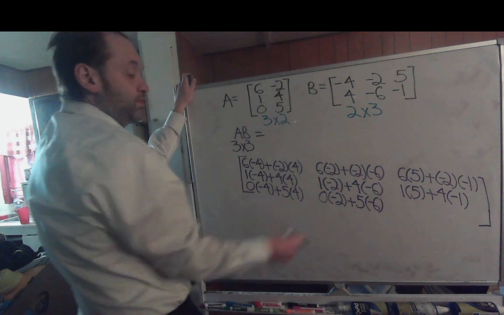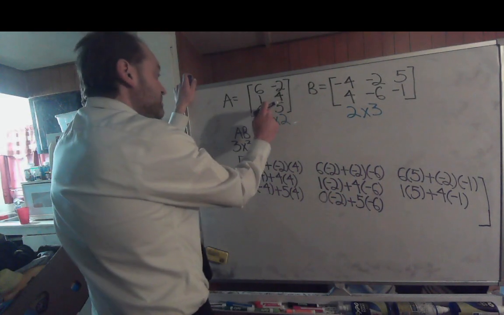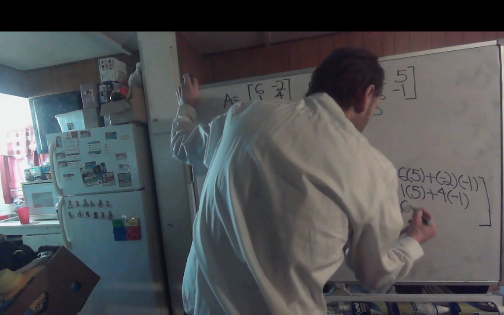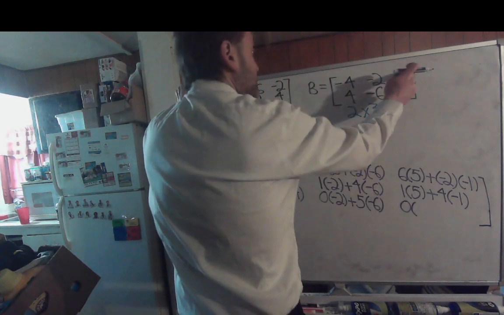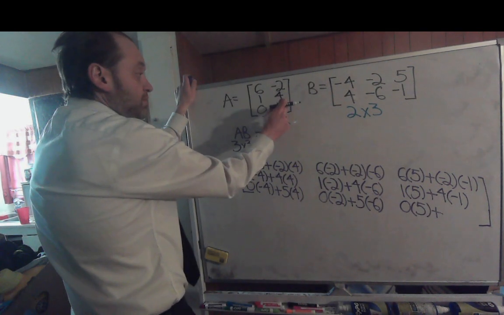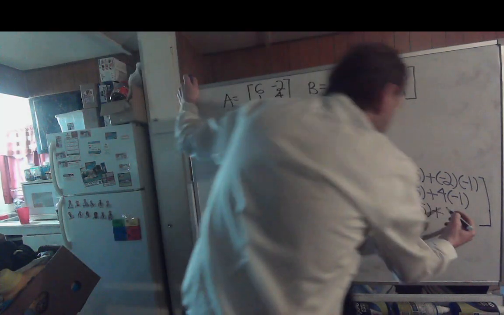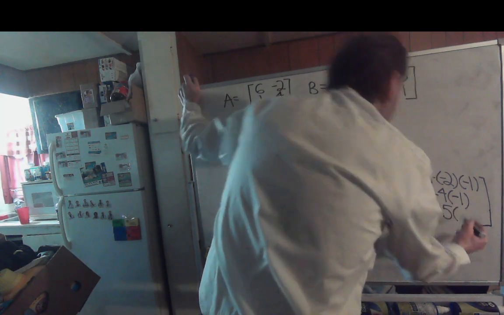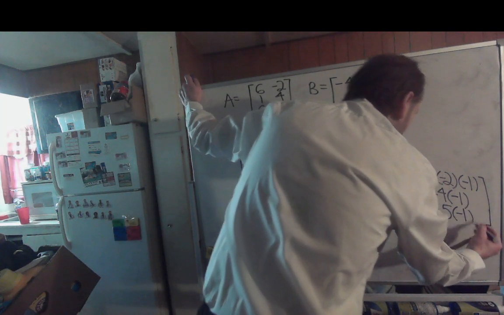Then for the final number, you'll take the first number of the third row, which would be 0, times the first number of the third column, which would be 5, plus you'll take the second number of the third row, which would be 5, times the second number of the third column, which would be -1.